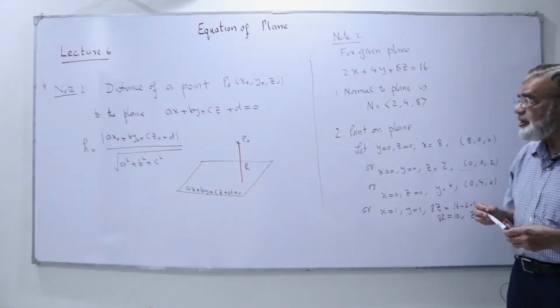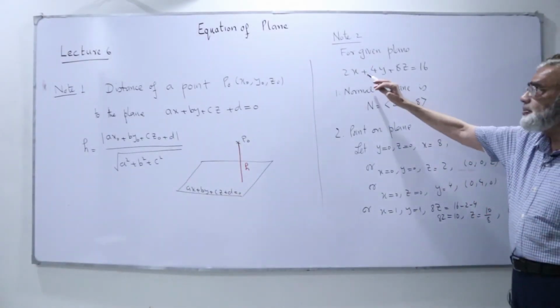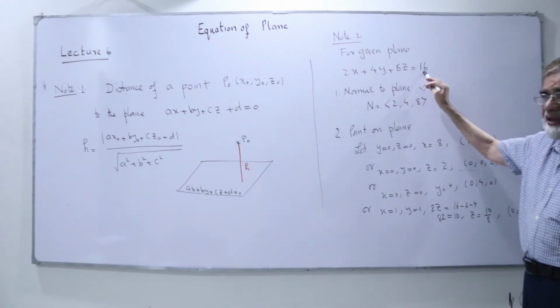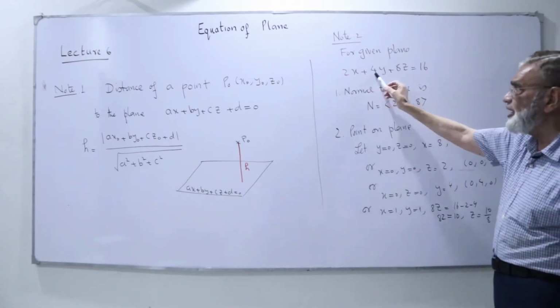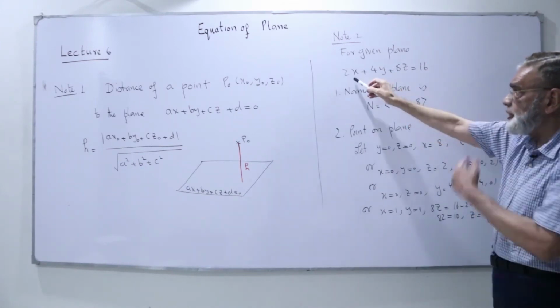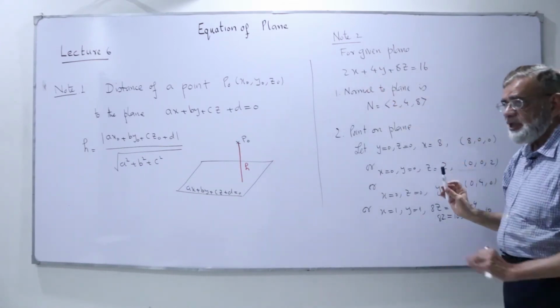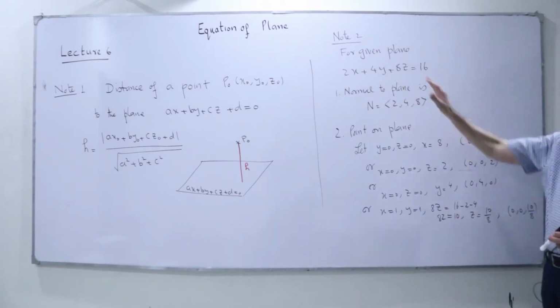We're given, for example, the equation of the plane: 2x plus 4y plus 8z equal to 16. From here we can find a normal to the plane. These are the coefficients of x, y, and z. This normal vector here will be (2, 4, 8). This is my normal. It's unique. There's only one normal vector to the given plane.